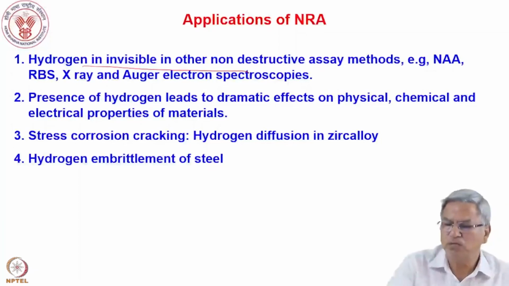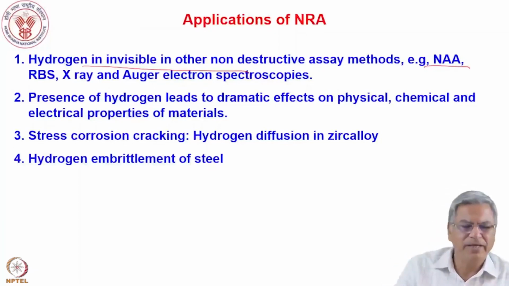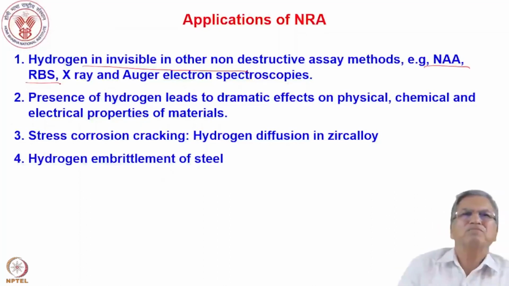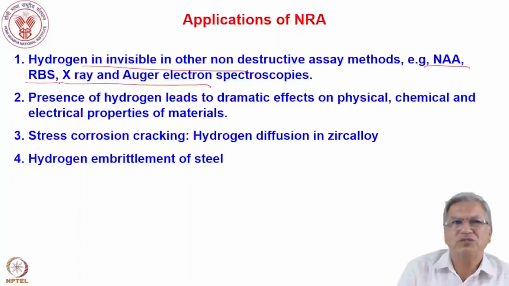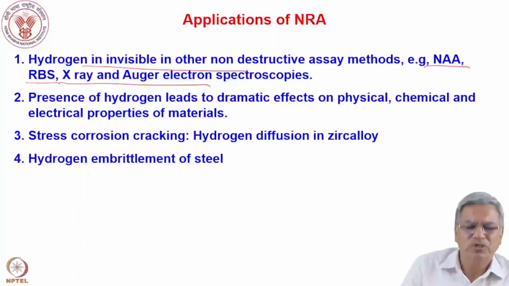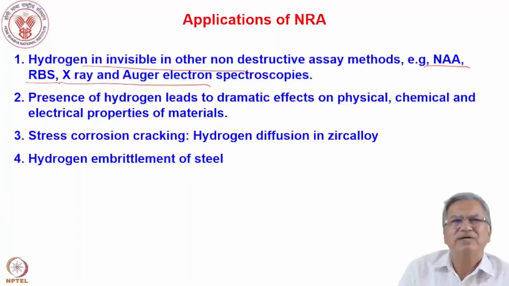What about others, like neutron activation analysis? You cannot do hydrogen by NAA. By RBS or other forward scattering spectrometry, you cannot do it, because it is sensitive to heavier elements only. Then X-ray and Auger electron based spectroscopy, X-ray fluorescence: the hydrogen X-ray is very, very small. So with most nuclear analytical techniques, hydrogen is invisible, and in fact the growth of the NRA technique was basically because of its potential to determine hydrogen in materials.